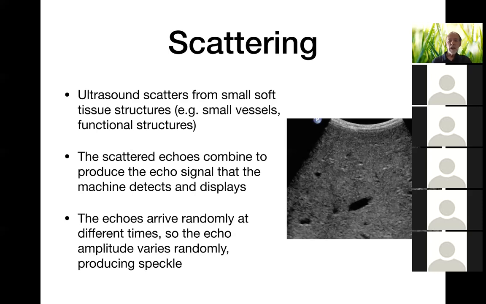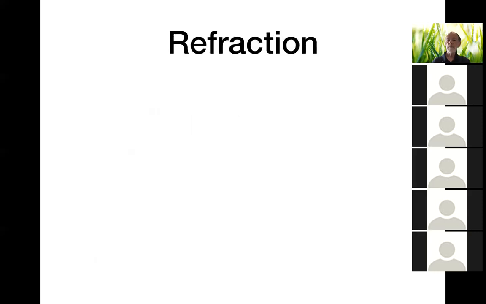So reflection and scattering are the two mechanisms then that produce the echoes that create the image. Any questions about that?